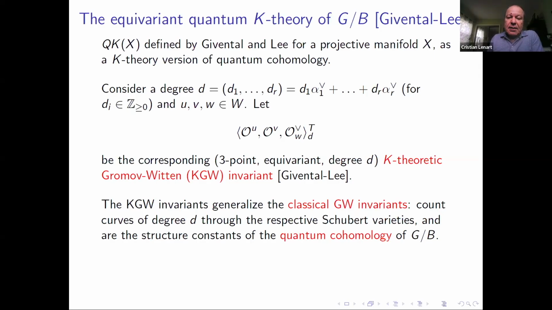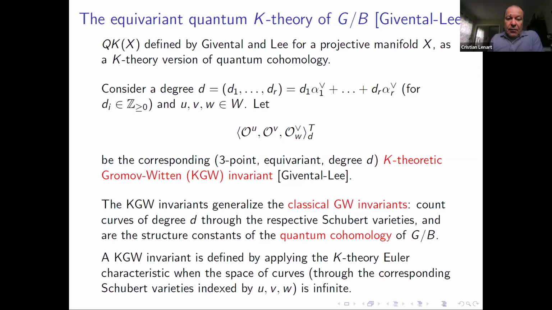Basically, first recall that in quantum cohomology, we have the usual Gromov-Witten invariants, and they count curves of degree D which pass through the respective Schubert varieties. And these are actually the structure constants for quantum cohomology. For K-theory, sometimes this space of curves is infinite, and then one gets a number, this KGW invariant, by taking a K-theory Euler characteristic of this space of curves. I don't want to give precise definitions. It would take me too much. But just roughly, this is the story.